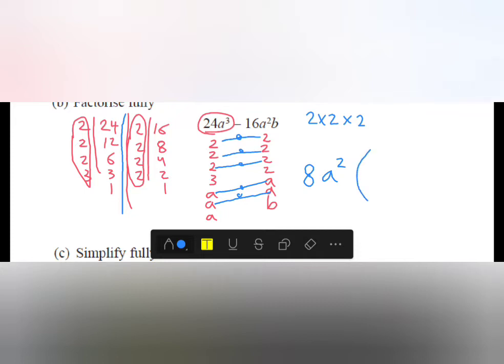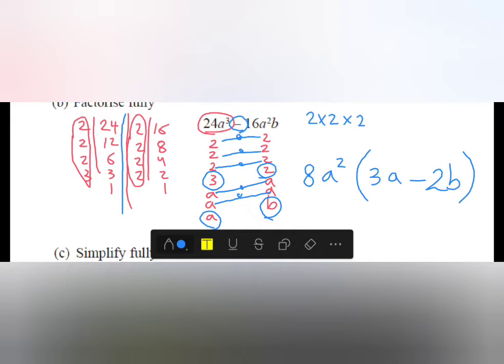Now, in this group, the first group, what did I leave? Very good, I left the 3 and the a. So I'm going to write 3a. And then I'm going to write the sign, which is negative. And then in the second group, what did I leave? Very good, the 2 and the b. So I'm going to write 2b. And this is how you answer a question like this.